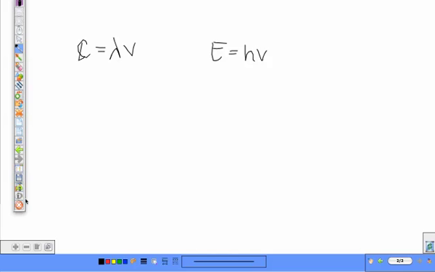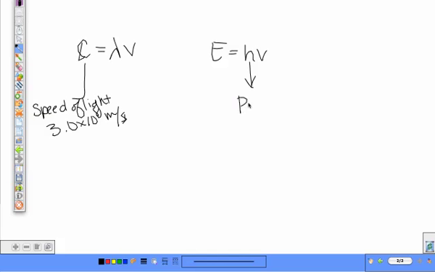I will give you the constants, so I'll say the speed of light is 3 times 10 to the 8th. And Planck's constant is 6.626 times 10 to the negative 34th. So this is the speed of light, which is 3 times 10 to the 8th meters per second. And h is Planck's constant.